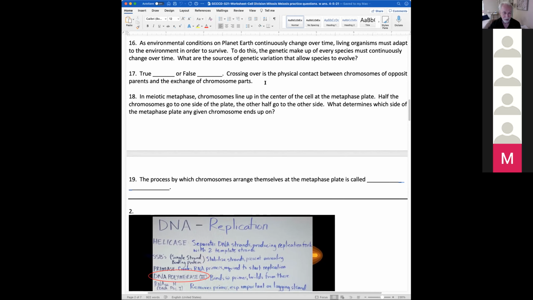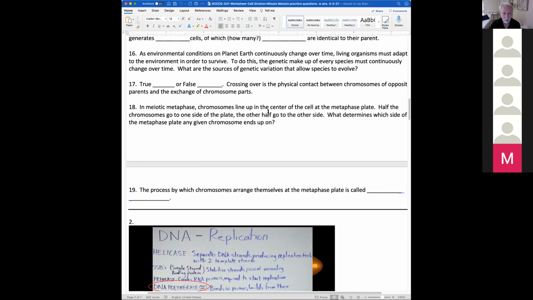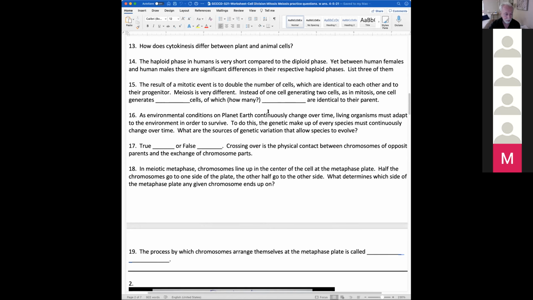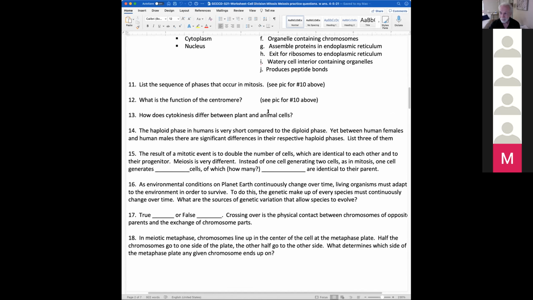Yeah, there's no trick there. It is an accurate statement. Crossing over, which we just discussed, is when chromosomes in meiosis, this doesn't happen in mitosis, but in meiosis, they contact each other and exchange parts. And the next two questions we've already talked about, so we don't need to do it again.